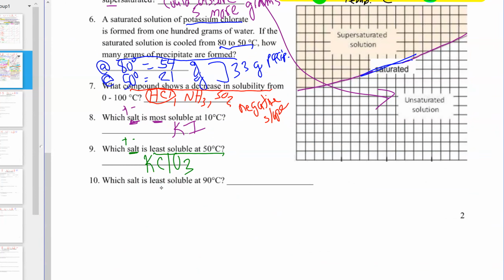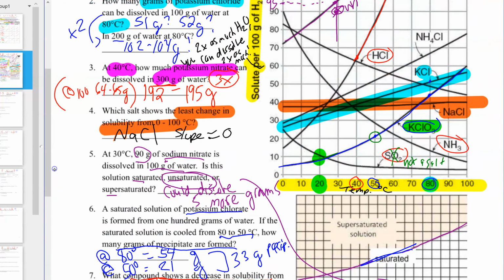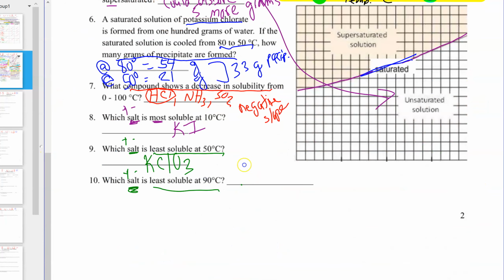And one question left. Which salt is least soluble at 90? Now they're saying salt again, so we've got to look for that cation and anion. 90 degrees, least soluble salt. So here's 90. Okay, SO2 not a salt, ammonia not a salt. At 90 degrees, sodium chloride, good old table salt.